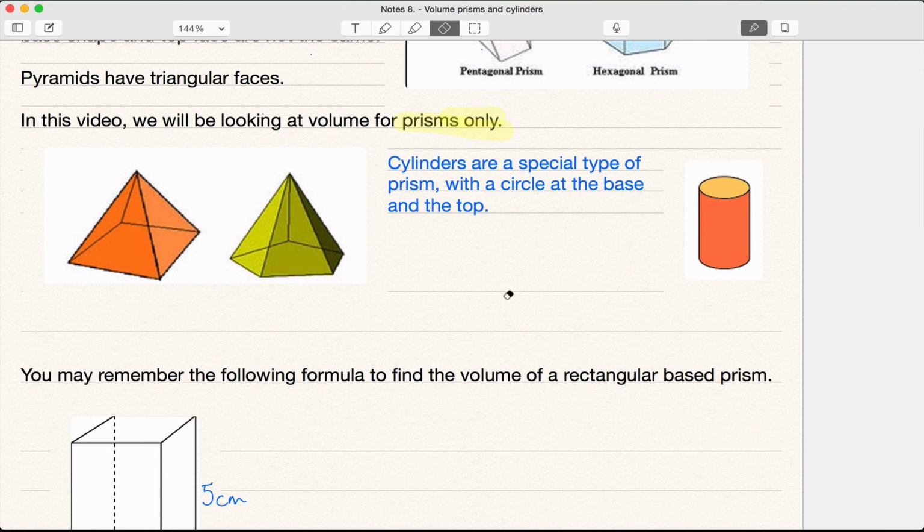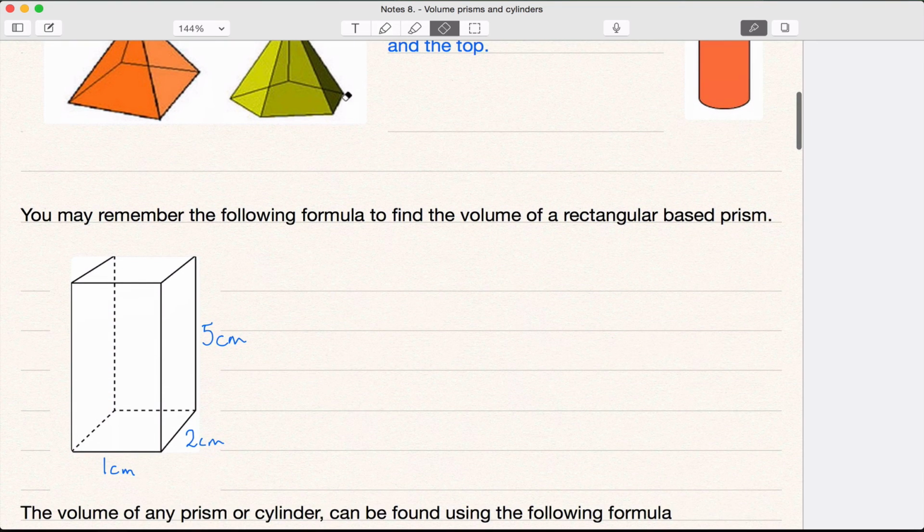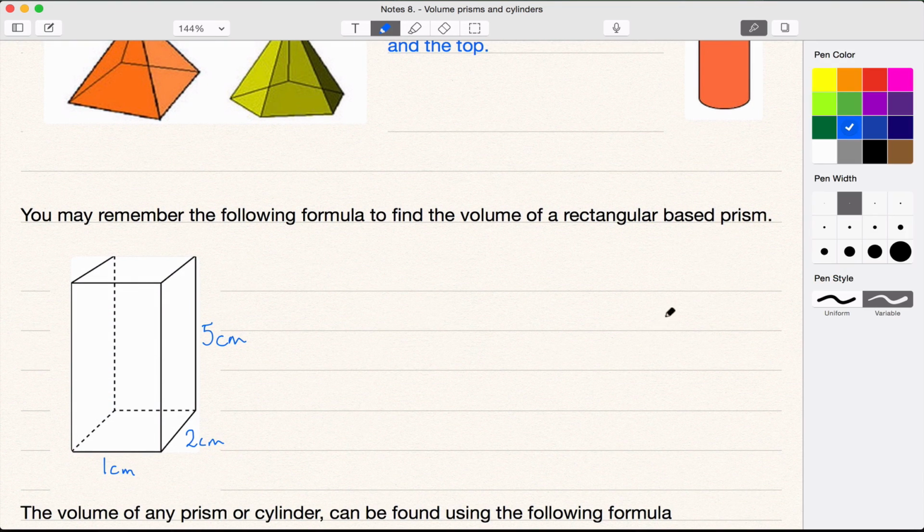Now, you might remember from previous years a formula to find the volume of a rectangular based prism, and you may have used this one before. Volume equals length times width times height. So for this example, length is 1, width is 2, and the height is 5. And we end up with 10. It's in centimetres, but it's volume, so it's centimetres cubed. So you might remember doing this in previous years.